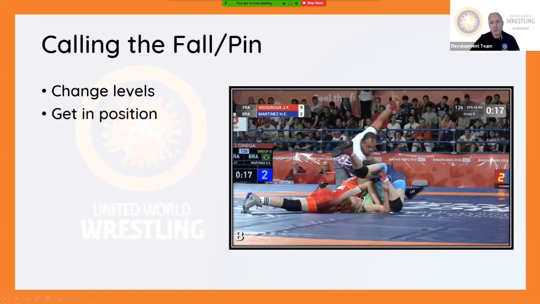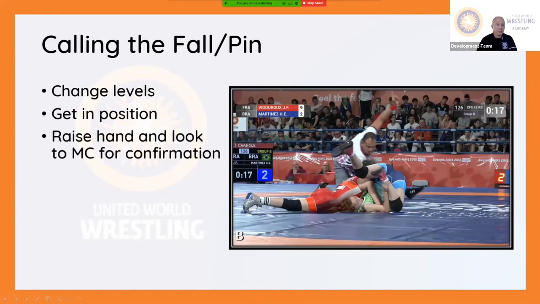Second thing is make sure you get into position. Make sure you get to the best position you can to see where the fall is. Many times that's towards the head of the athletes, but sometimes you have to just move so you can get a better angle. So get in your best position possible. The next thing you do is raise your hand and look to the mat chairman for confirmation. Remember that the mat chairman has to confirm a fall.